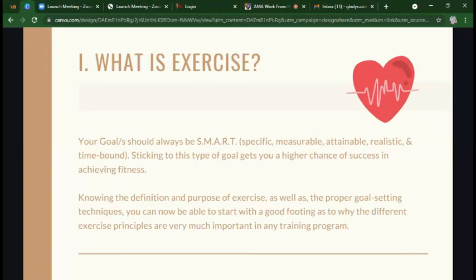Knowing the definition and purpose of exercise as well as the proper goal setting techniques, we can now start with a good footing as to why the different exercise principles are very important in any training program.